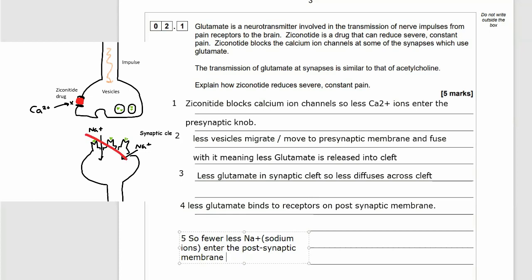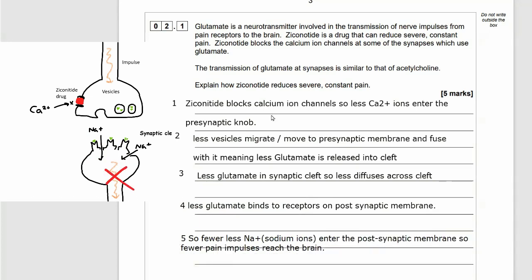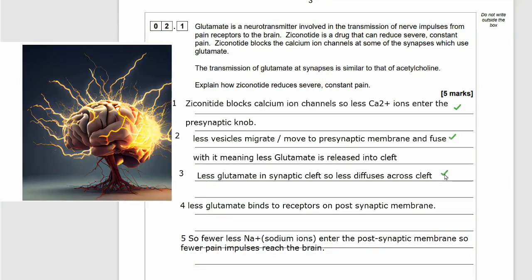This means we're not going to get an impulse formed. Well, with fewer sodium ions, we're certainly going to get fewer action potentials or impulses going to the brain. And that means less pain being received by the brain. Less impulses go to the brain, so less pain is felt.